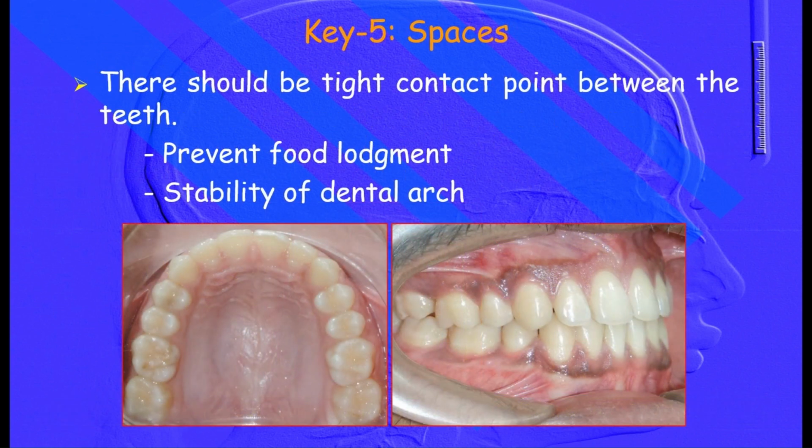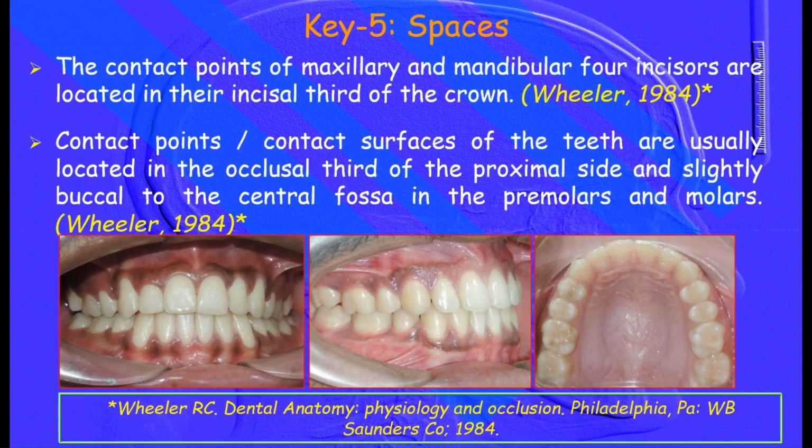Andrew's fifth key is the tight contact. There should be a tight contact point between the teeth. It is important, as tight contact between the teeth prevents food lodgement, helps in the distribution of occlusal forces among multiple teeth, and also aids the stability of the dental arch. The contact points of the maxillary and mandibular four incisors are located in the incisal third of the crown. For posterior teeth, contact areas are usually located in the occlusal third of the proximal side and slightly buccal to the central fossa.